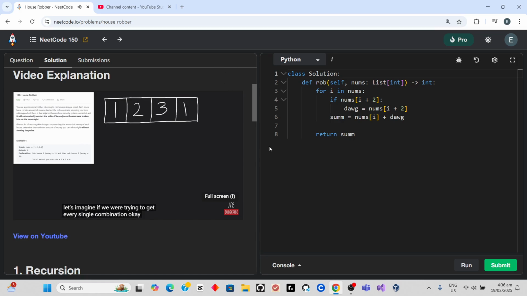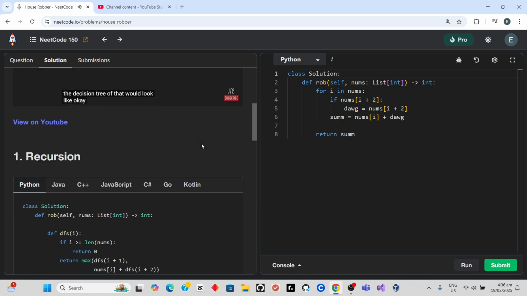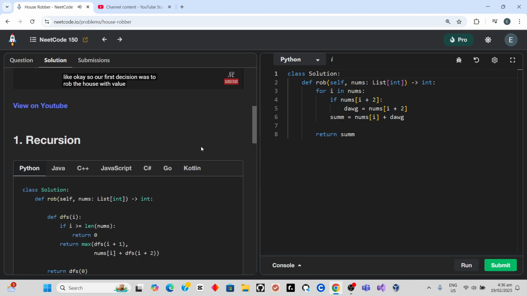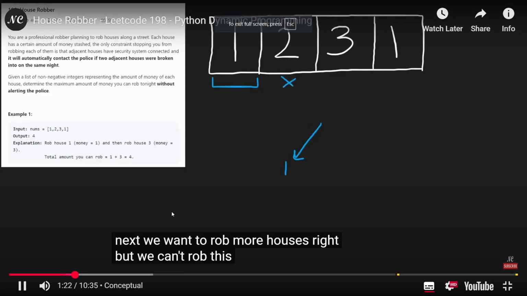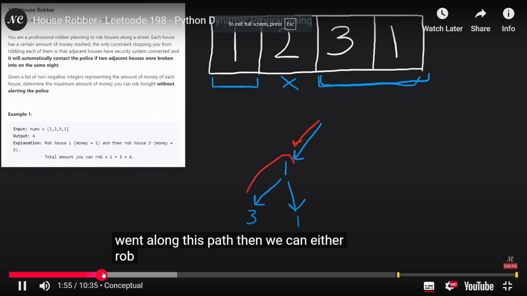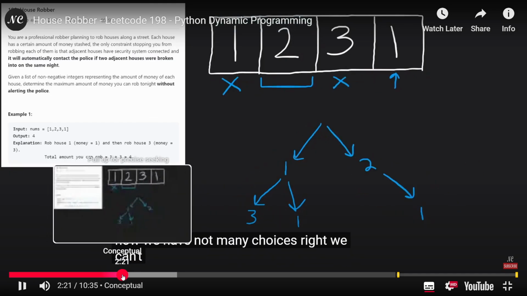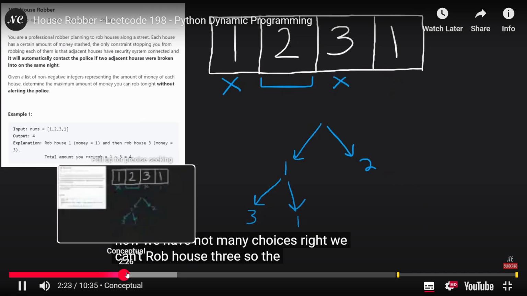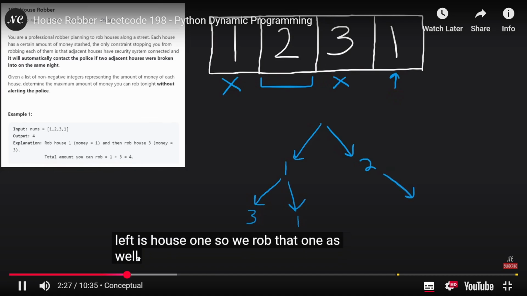Imagine we were trying every single combination. Okay, so the first combination is where we pick the first house, right? So let's draw out what the decision tree of that would look like. Our first decision was to rob the house with value 1. Next we want to rob more houses, right? But we can't rob the adjacent one, so we skip it. So the only house left is the last house with value 1. So we rob that one as well.